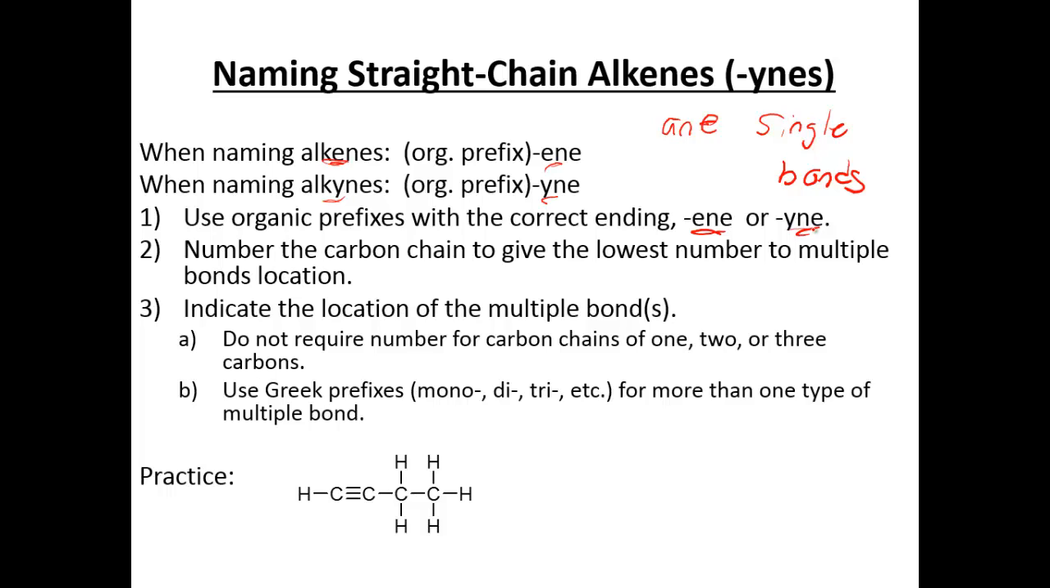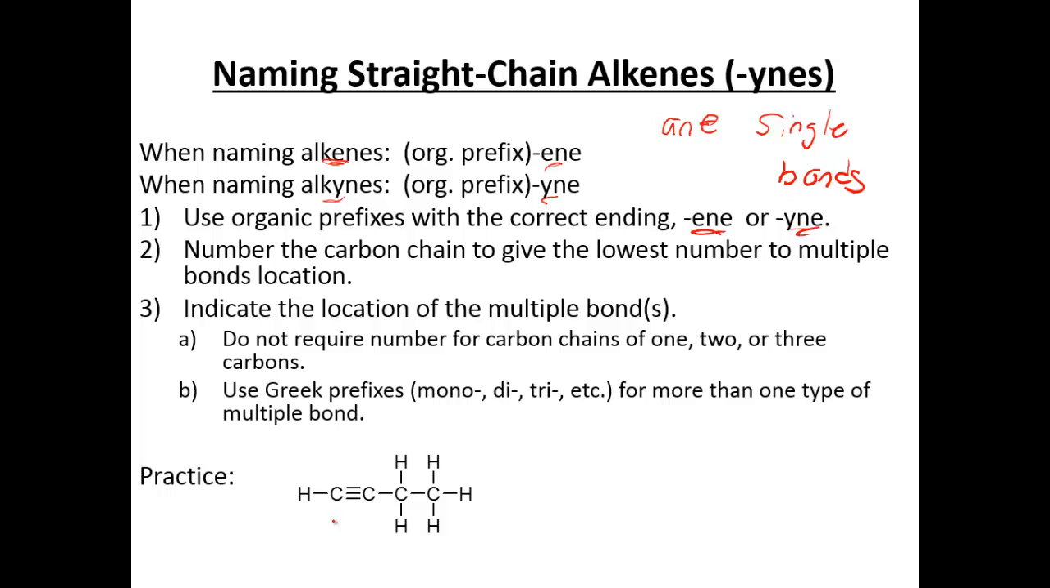Do not require the number of carbon chains for a 1, 2, or 3 carbon. So if we have methane, ethane, or propane, we don't need to have the number 1, 2, or 3. And then we're going to use Greek prefixes, mono, di, tri, etc. for more than one double bond or more than one multiple bond.